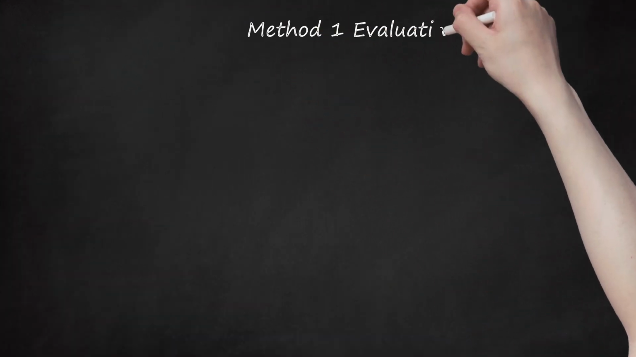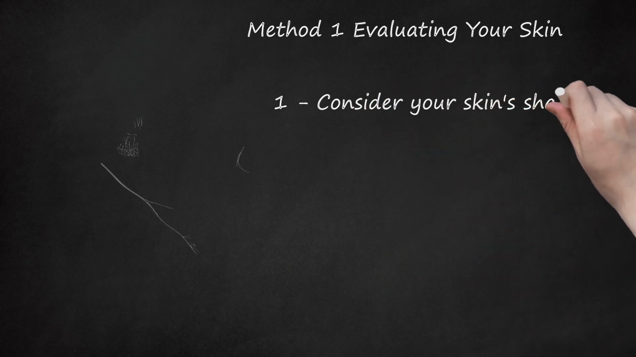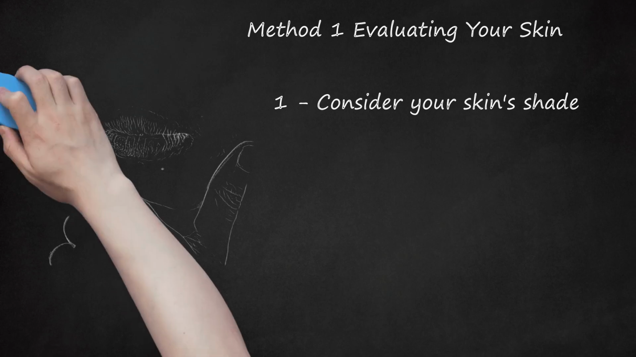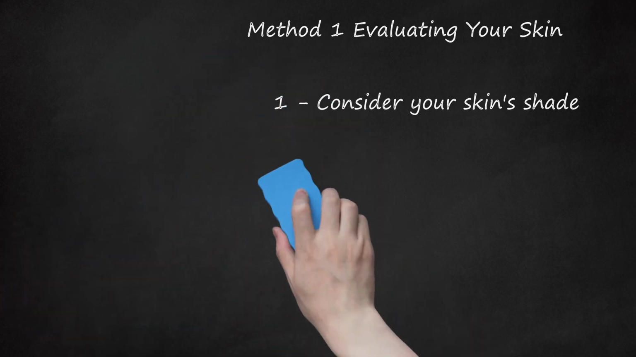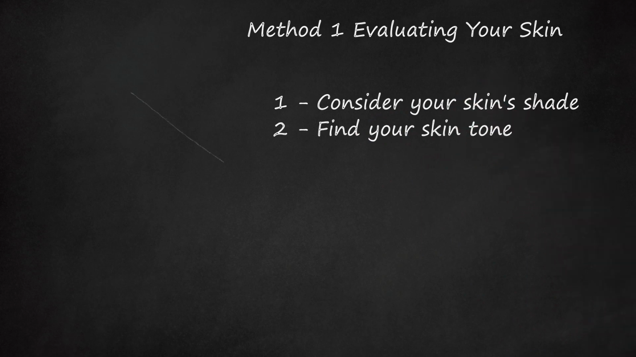Method 1. Evaluating your skin. 1. Consider your skin's shade. Broadly speaking, the shade of your skin is most likely pale, medium, olive, or dark, deep. This should be fairly obvious, but helpful in choosing a hair color. You won't want your hair color to exactly match your skin's shade and tone, or your hair color will look washed out.